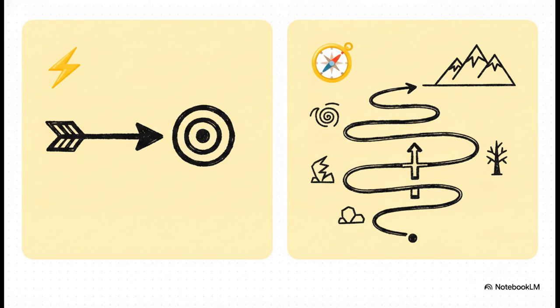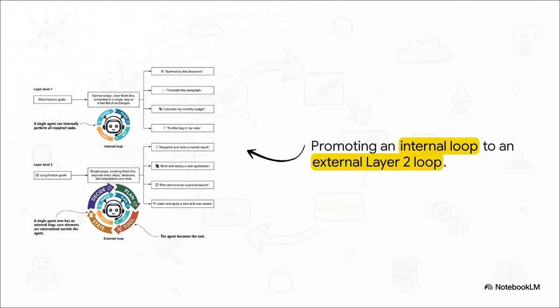So Layer 2 solves this by externalizing those core elements. It allows us to tackle broad scopes with evolving finish lines over days or even weeks without breaking the model's brain.